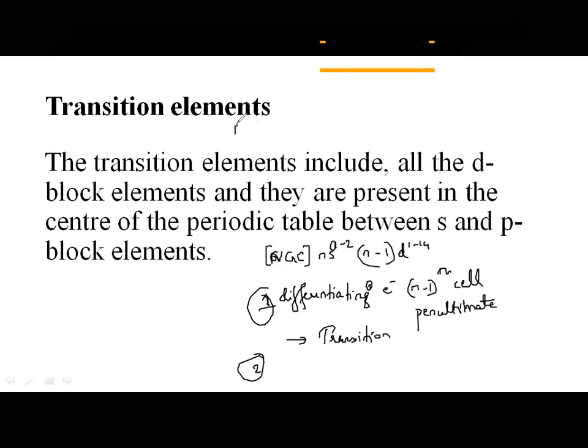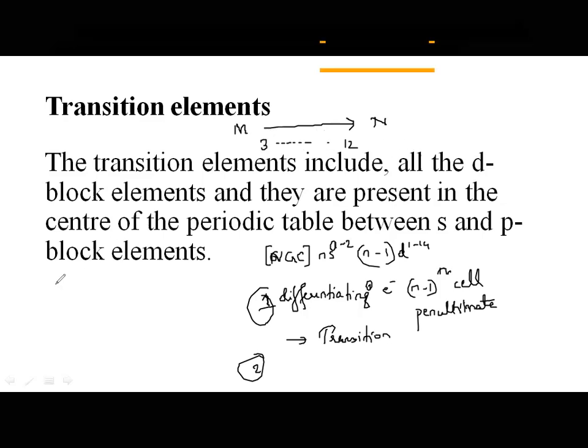So on the left side, there are metals. As you move in the periodic table from left to right, there are non-metals, right? When you are moving across the d-block elements, which are placed at the center, from group number 3 to group number 12, there is a decrease in the metallic character, or you can say an increase in the non-metallic character. So there is a transition shown.